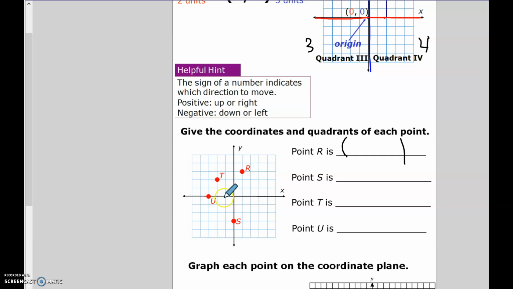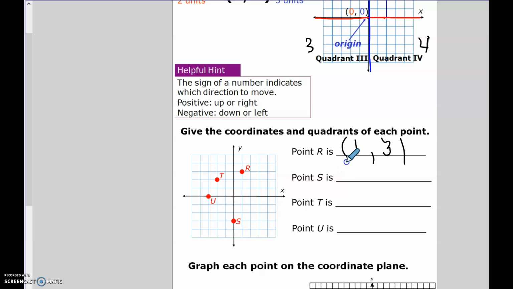I start at the origin. Here's R, and I slide to the right 1 point. Positive 1, to the right is positive. And then I jump up 3 spaces, and up is positive, so that point is 1, 3.